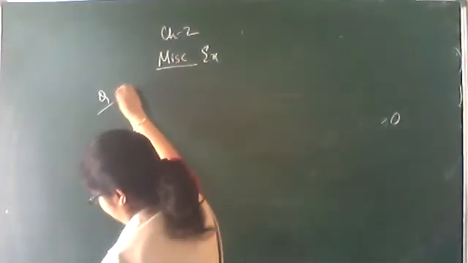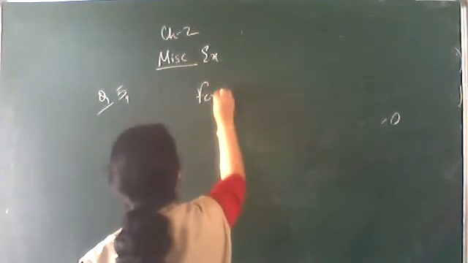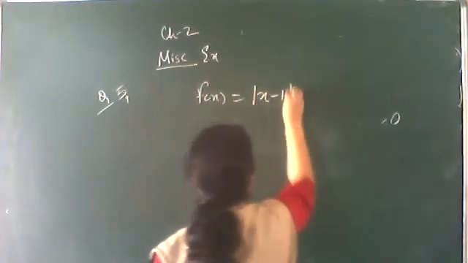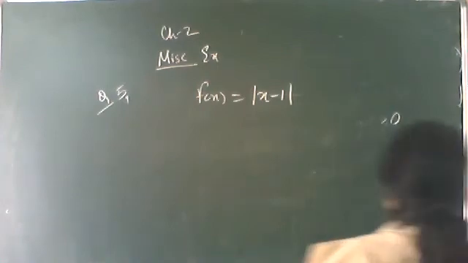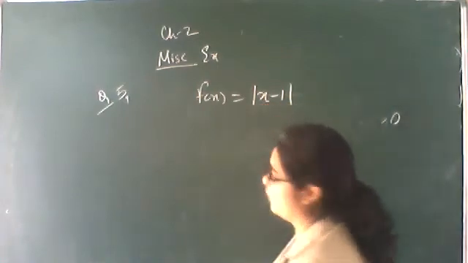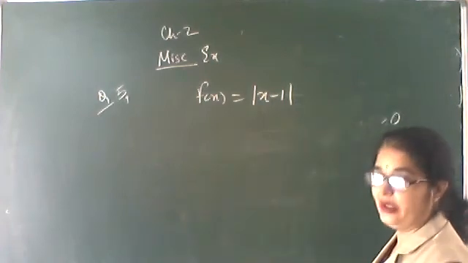Question number 5: f(x) is equal to mod of x minus 1. Find the domain and range of the function. Now they are asking for the domain and the range.